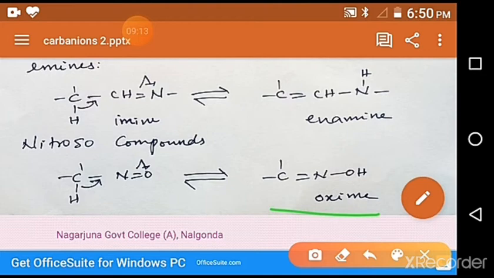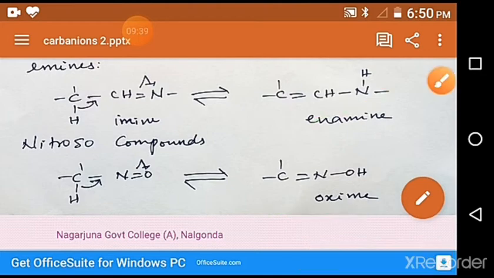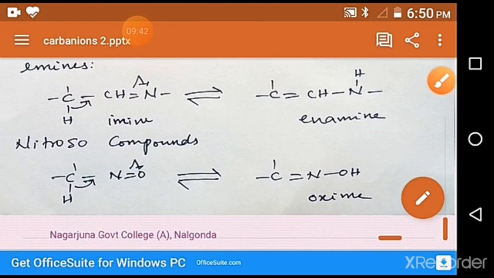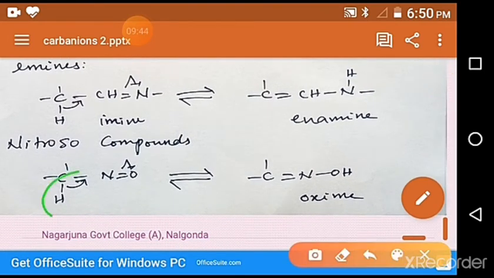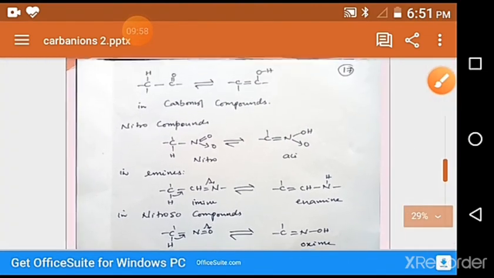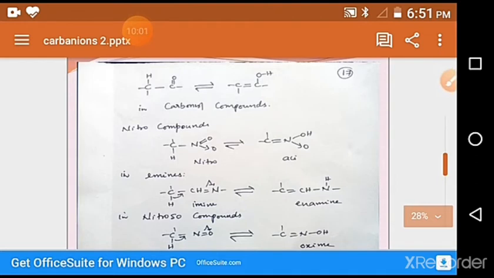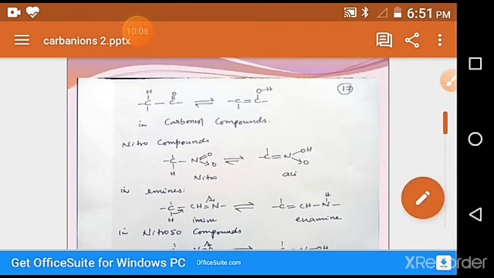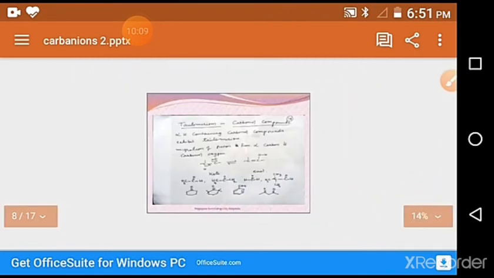Okay. So the minimum condition to exhibit tautomerism is an alpha hydrogen. There should be an alpha hydrogen which is linked to the carbon, and a double bonded group should also be present in the compound. This is about tautomerism. In general, carbonyl compounds, nitro compounds, nitroso compounds and imines exhibit this tautomerism.